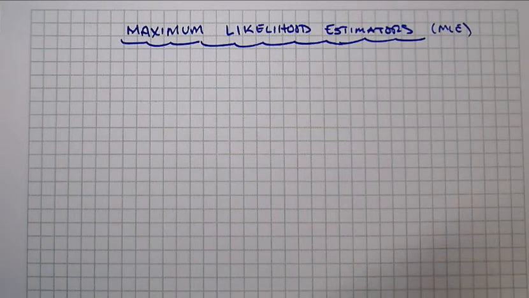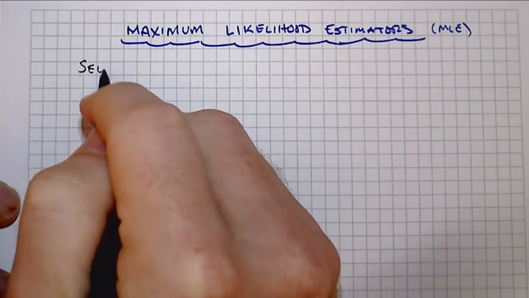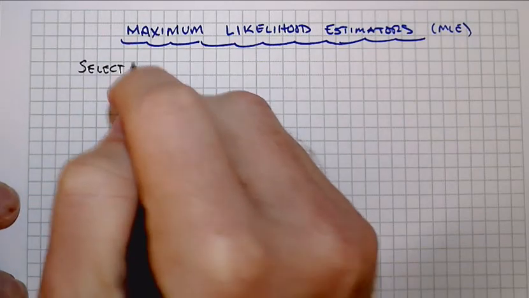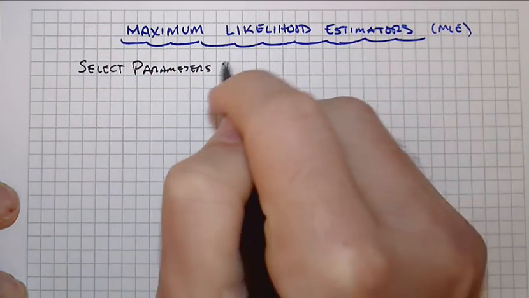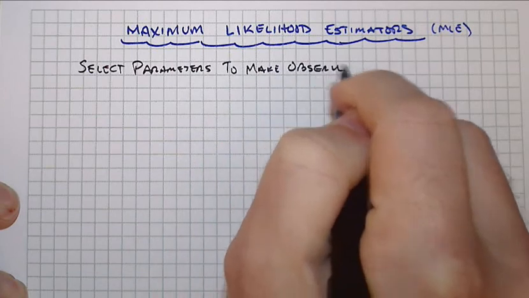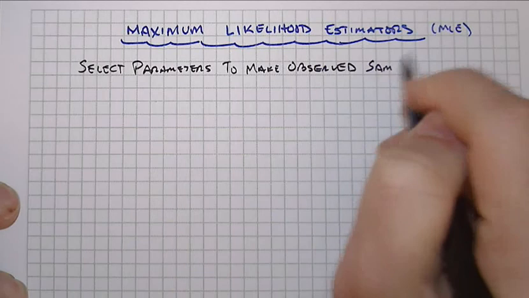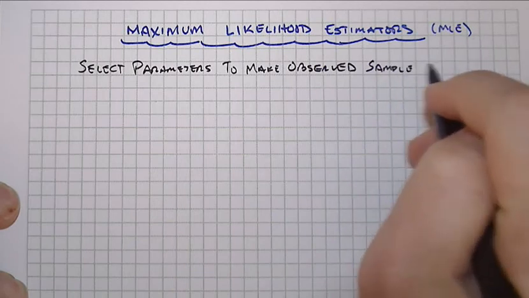The method of moments approach to estimating parameters focuses on, of course, the moments of the data, and it really focuses in on the body of the data. Another approach here is to select the parameters to make the observed sample the most likely, hence the notion of the maximum likelihood in the title.